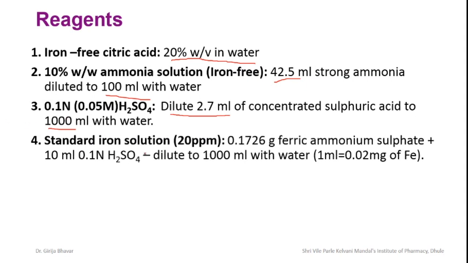The standard iron solution, containing 20 ppm of iron, can be prepared by dissolving 0.1726 gram of ferric ammonium sulfate, adding 10 ml of 0.1 normal H2SO4 and diluting the solution to 1000 ml with water. Now we will see the procedure involved in the limit test for iron as per the Indian Pharmacopoeia 2018.